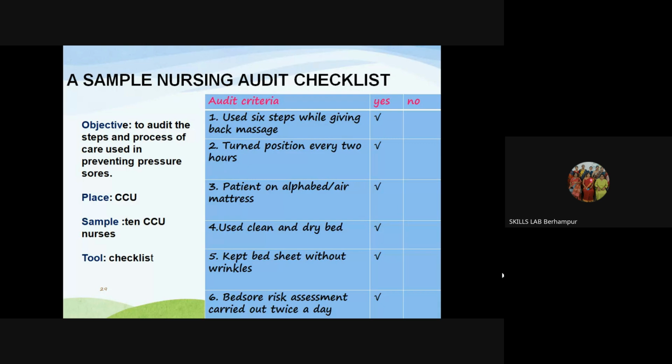Then sample nursing audit checklist. One example in the checklist, audit criteria: use 6 steps while giving the back massage. Yes or no? If yes, then it is right. Second, turn position every 2 hours. Yes. Then patient on the alternating or air mattress. Yes. Then use clean and dry bed. Yes. Keep the bed without wrinkle. Yes. Then bed sore risk assessment carried out twice a day. Yes. These are the audit criteria. If it is yes, then it must be maintained well. Now, if it is no, then automatically below standard.